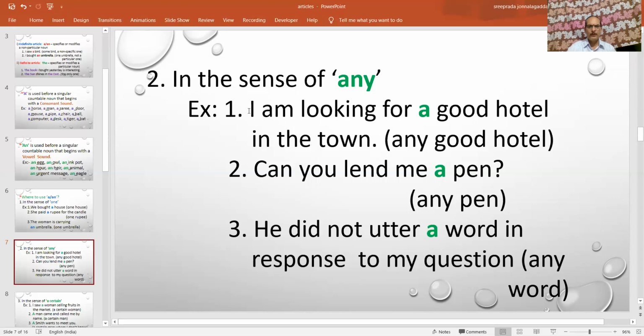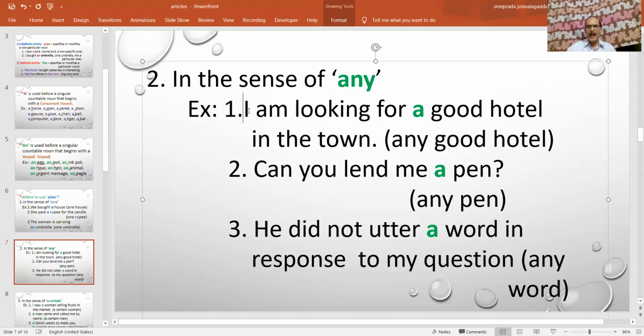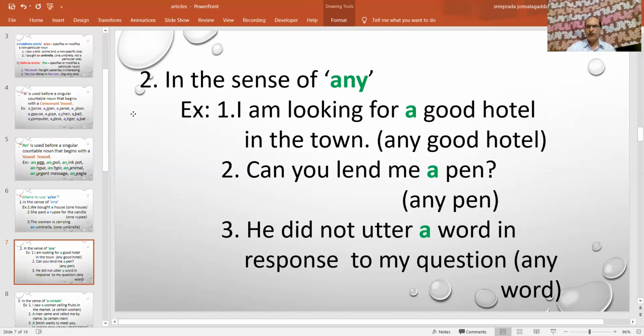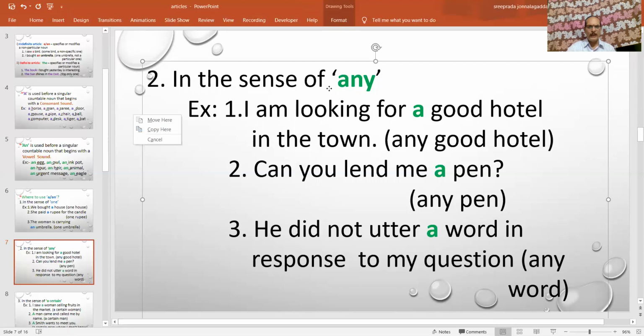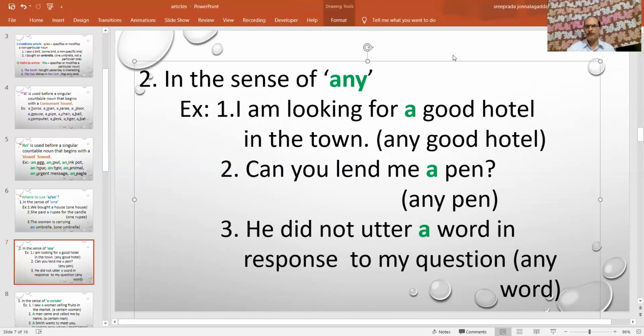For example, I am looking for a good hotel. Hotel is a singular countable noun, but before that word, there is an adjective, "good," which begins with the consonant sound G. That's why "a good hotel in the town." A good hotel means any good hotel, not a particular one. I am looking for a good hotel. That means any good hotel.